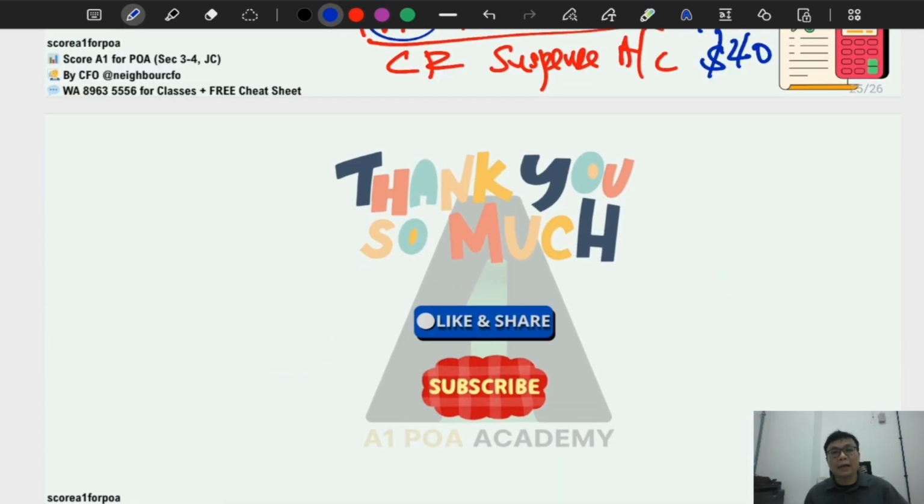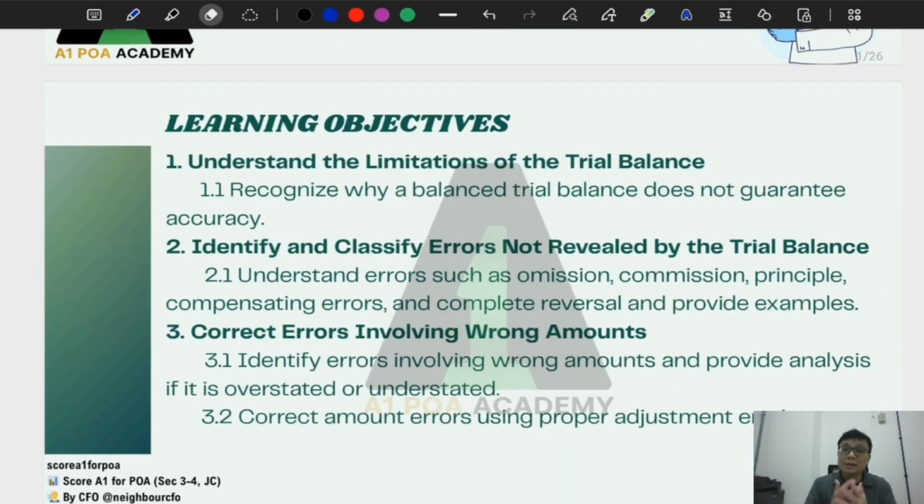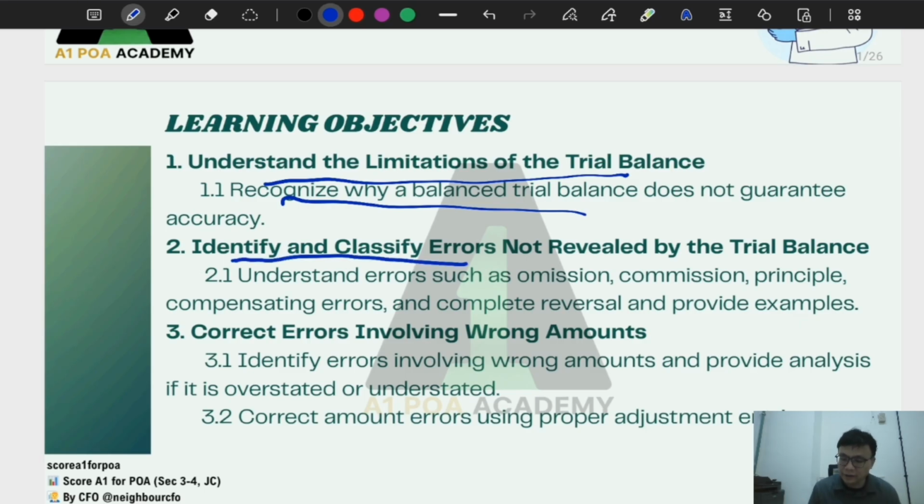With that, we come to the end of part 1. Let us now do an overall quick recap. Back to the LO once again. You can see that here we have 3 LO. To start, we understood the limitation behind the TB, right? We recognized why a balanced TB doesn't guarantee accuracy, even though debit and credit on both sides have the same values. Next, we talked about identifying and classifying the errors that are not revealed by the TB, right? We talked about things like omission, commission, principle, compensating error, and complete reversal. And we are able to provide examples.